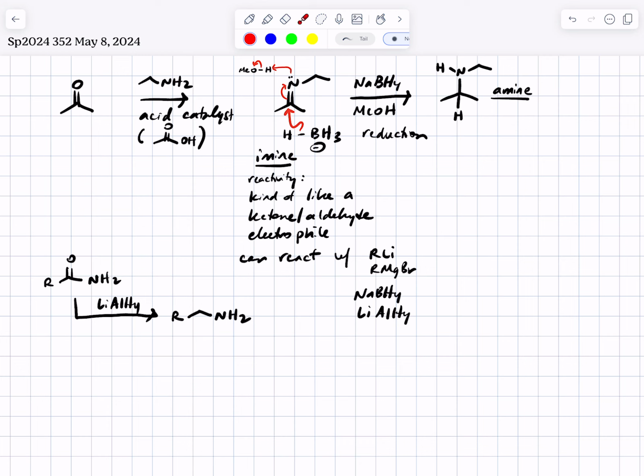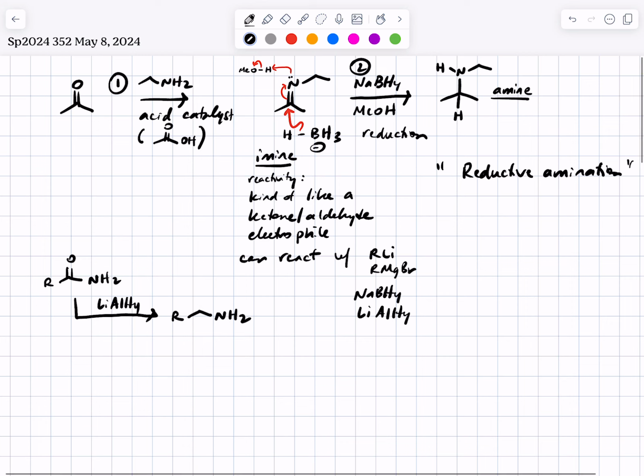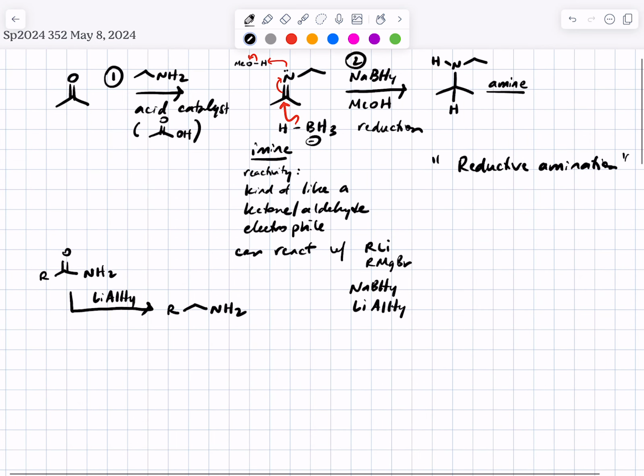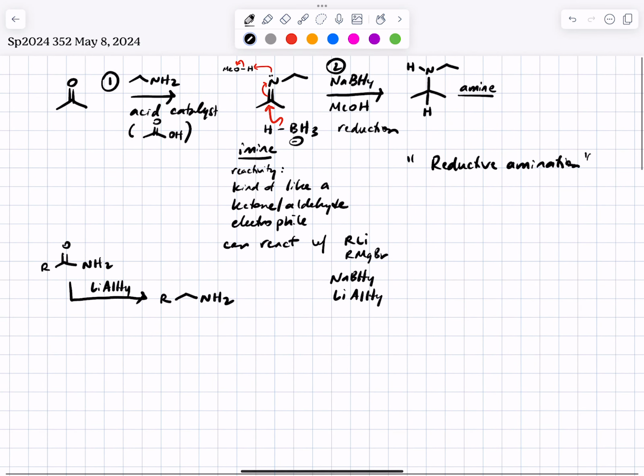Okay, so this two-step reaction series is sometimes called reductive amination, and it's a highly synthetically useful way to get amines. It's a workaround to an issue that I may or may not have talked about in 351. I'll just mention it briefly.